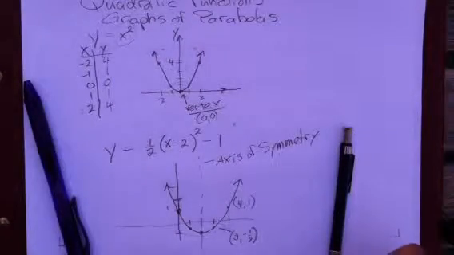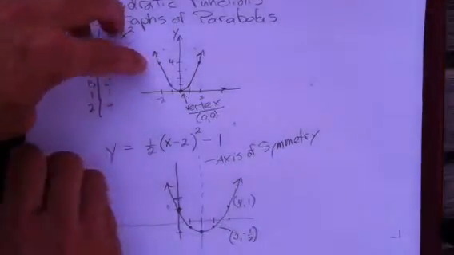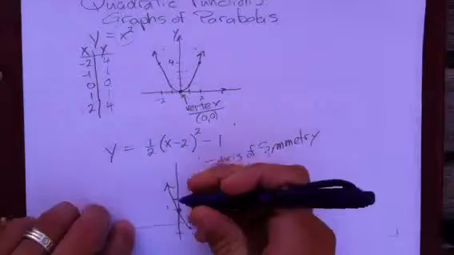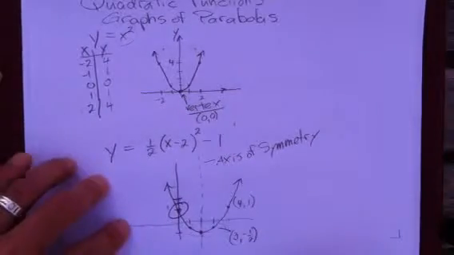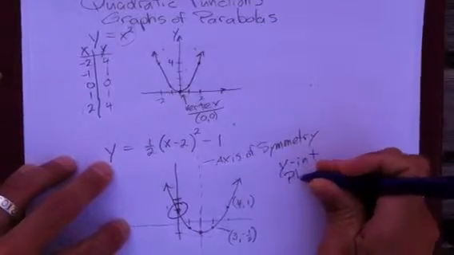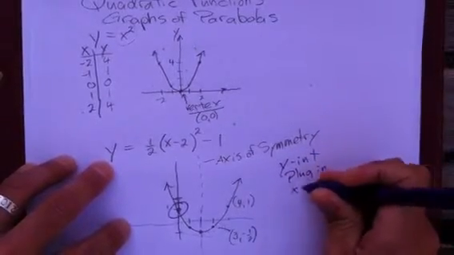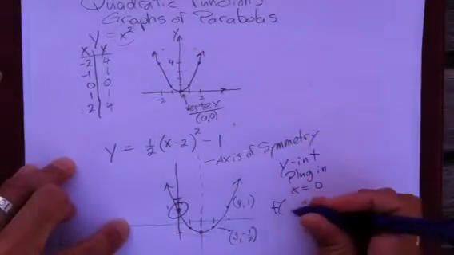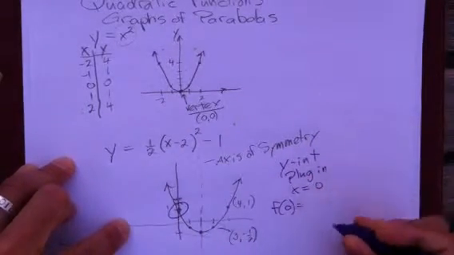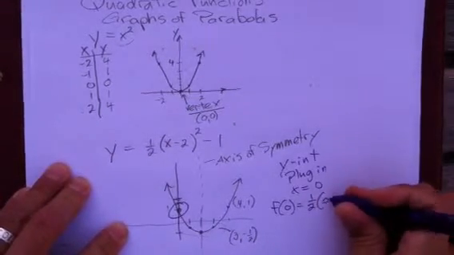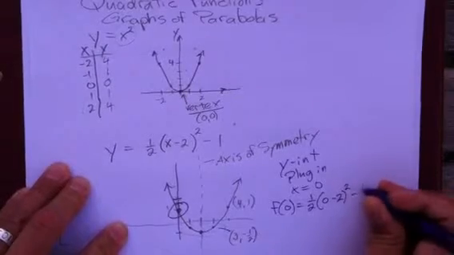Alright, so let's see what else do we want to do here. Let's see, important points on a graph are intercepts. Now, I happen to have found the y-intercept by getting lucky. You can always find the y-intercept of any graph by plugging in x equals 0. So if I call that function f of x, then I'll be finding f of 0. f of 0 in this case is going to be 1/2 times (0 minus 2) squared minus 1.